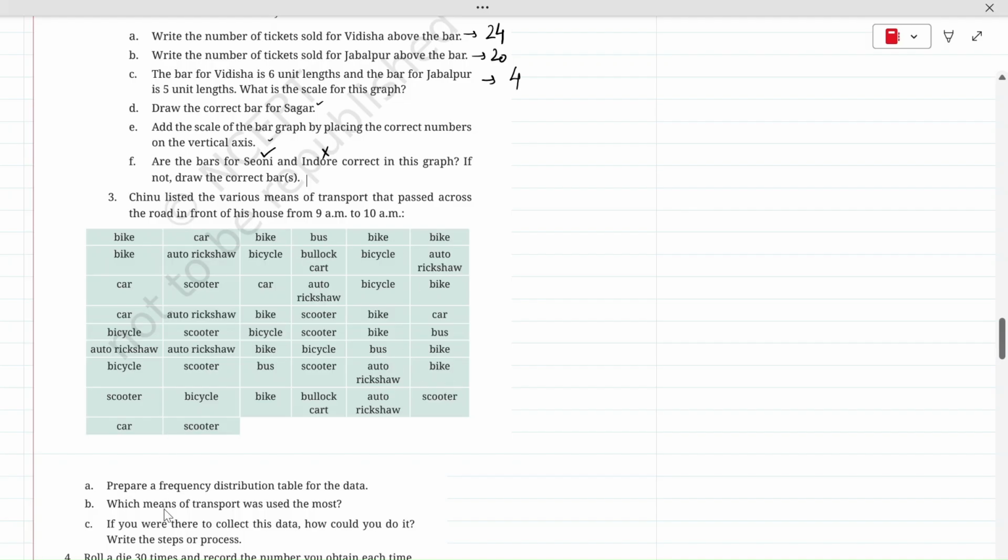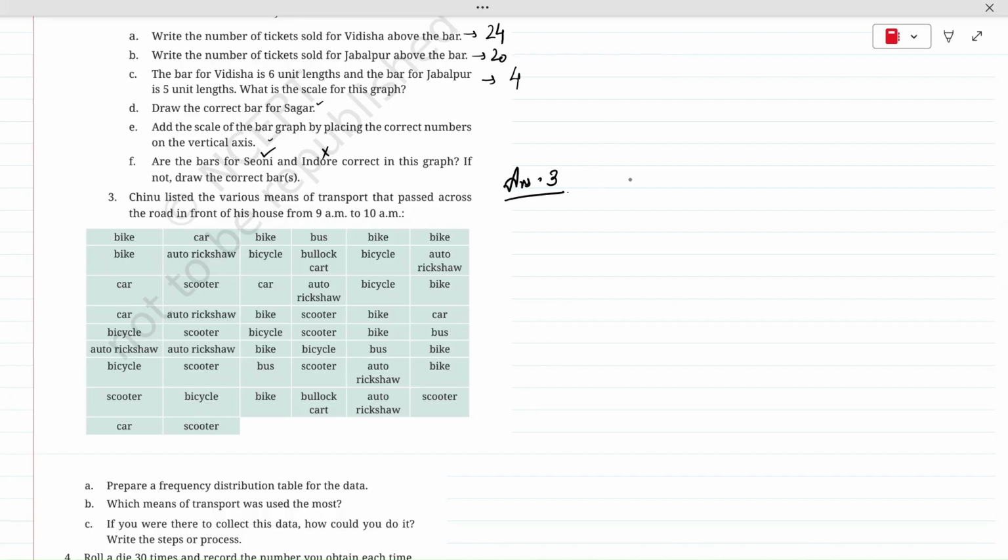What we have to do is prepare a frequency distribution table for that. Kids, we can use any method here since we have to make the frequency distribution table and it is not mentioned which process we have to take. So we can use anything. Let's try using tally marks here. Answer number 3, we are using tally marks.